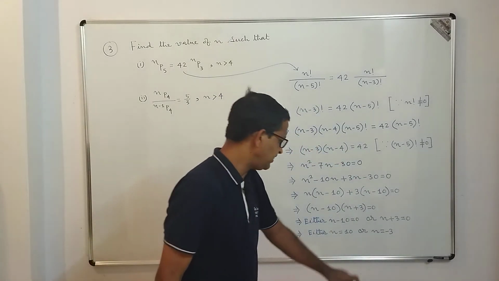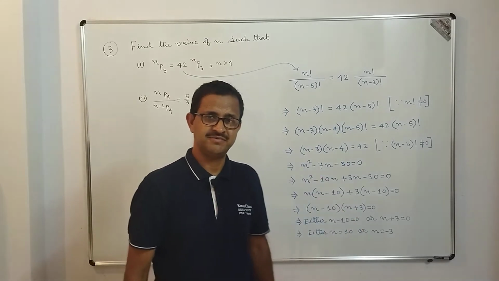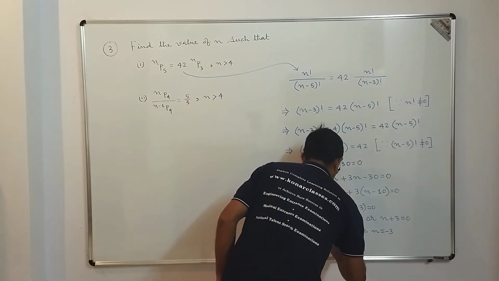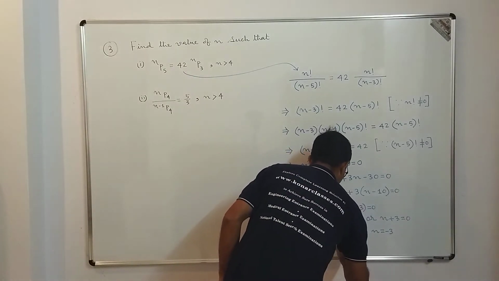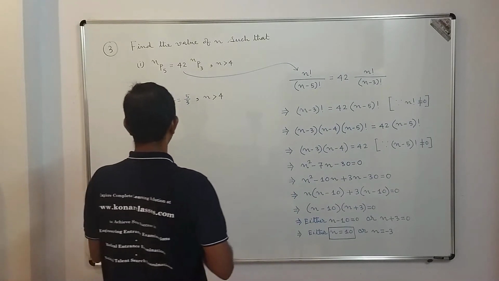But dear students, n equal to minus 3 is not possible. Why? Because objects cannot be negative. So the acceptable value of n is equal to 10, and we get the answer to the first part of this question. Now let's proceed to the second part.